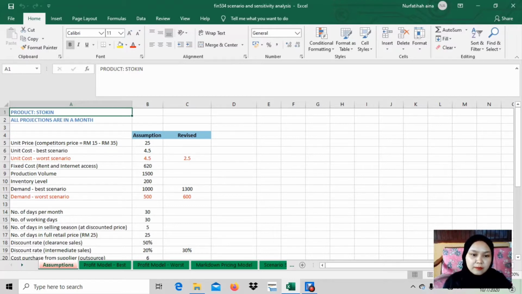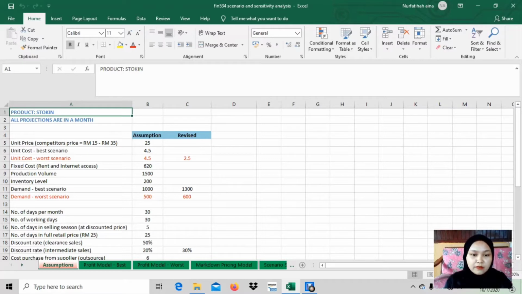As you can see here from my assumption in unit price, the competitors put the price for their product at RM 15 up to RM 35. So I, as a newcomer in the business, assume a unit price for my product of RM 25. For the unit cost in the best scenario and worst scenario, I assume RM 4.5.